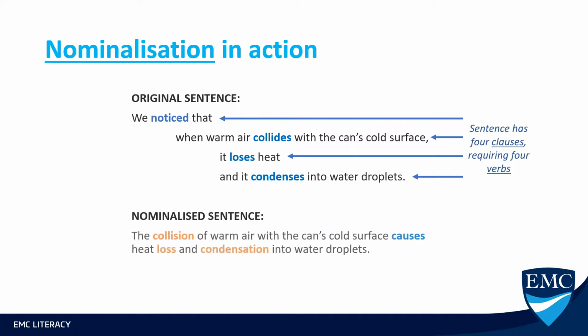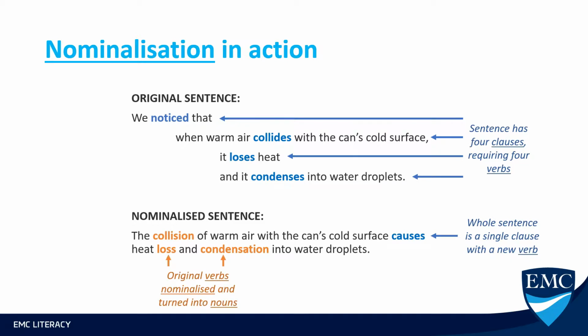Through nominalisation though, we can turn these 4 clauses into one. The collision of warm air with the can's cold surface causes heat loss and condensation into water droplets. We replace the 4 verbs with one that identifies how one process causes the other, and the original verbs all get nominalised and turned into nouns. Collides turns from a verb into collision, a noun. Loses becomes loss. Condenses becomes condensation. And then finally, we delete that reference to ourselves and start the sentence with the process itself. This really helps to create an objective, formal tone in our writing.